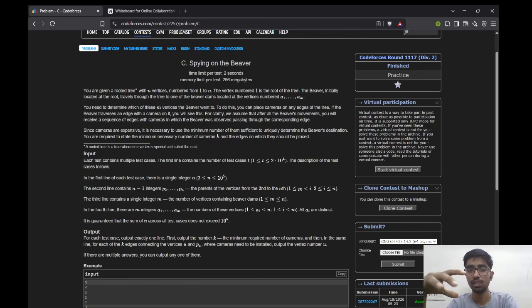And for that, what you are doing is placing the cameras on the edges on which the player is moving. But the catch in the problem is that you need to use the minimum number of cameras because the cameras are very expensive, obviously. Also you need to determine the positions of all the dams, like dams are denoted by A1, A2, A3 up to AM, and you need to determine for each particular dam whether the player has visited it or not.